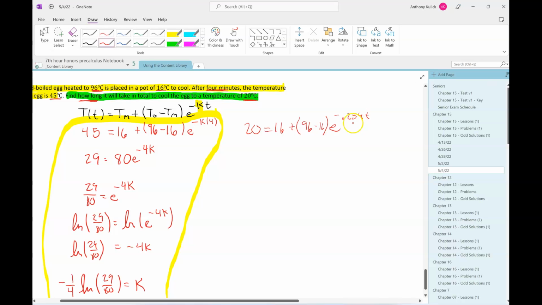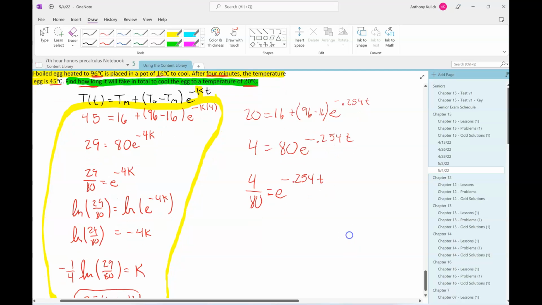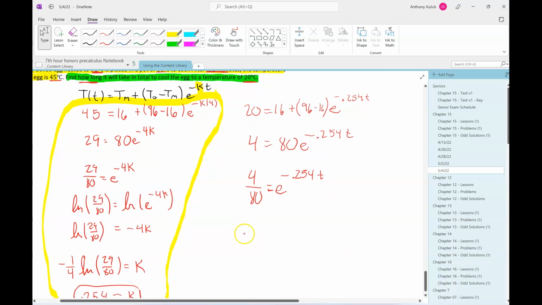This is essentially the same problem as the previous one. The only difference is that we have a different number in front of the t. The numbers are different, but everything's in the same spot, variable still in the exponent, same process. So we'll subtract the 16, divide by the 80. Yes, I know I could reduce that fraction, but it's all going into my calculator eventually, so I don't really care to reduce it.